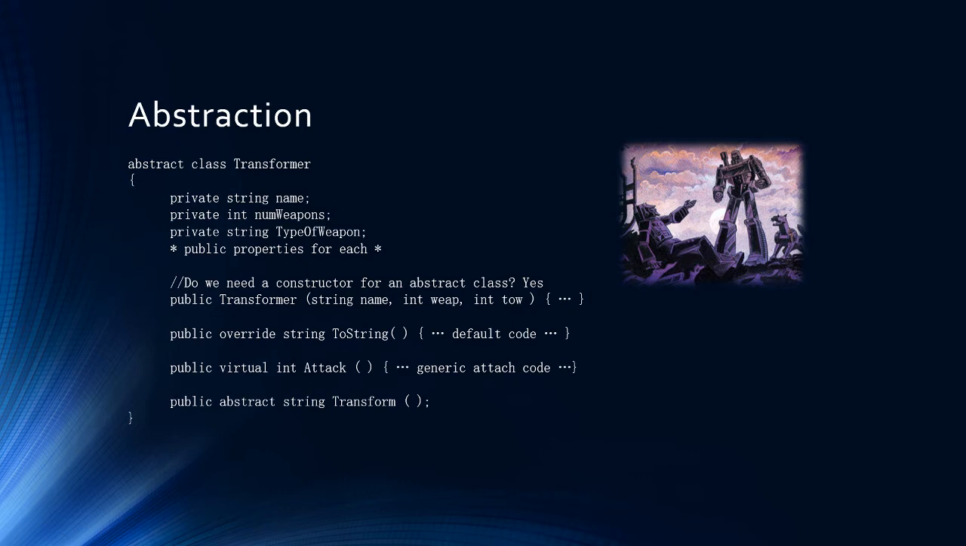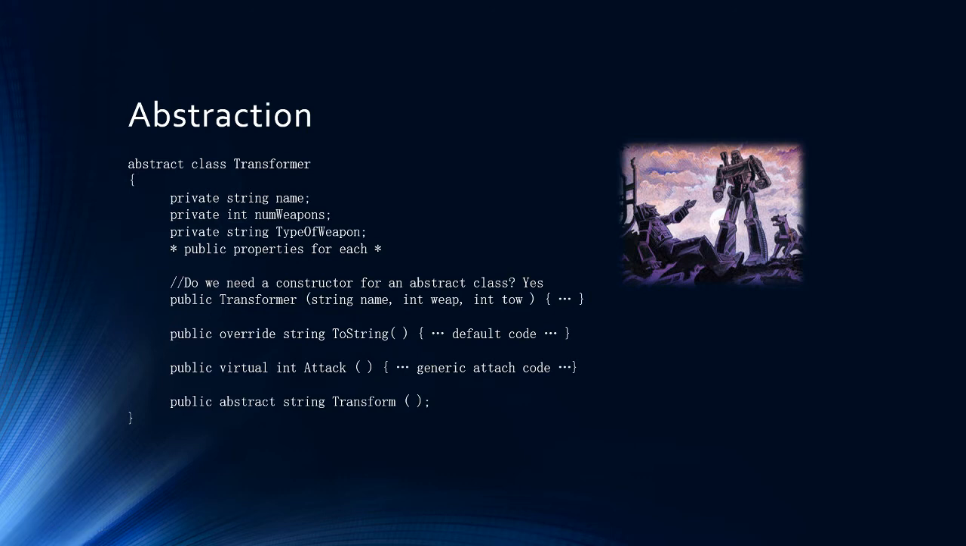Here's an abstract class definition for a transformer. When I declare a class abstract, it cannot be instantiated as a new object, but it can be used as a base for a class structure. So we'll say our base transformer has a name, the number of weapons, and type of weapons as data elements that he carries, and he exposes those to the outside world through public properties, getters and setters. I left that code out so that we wouldn't have too much to look at.